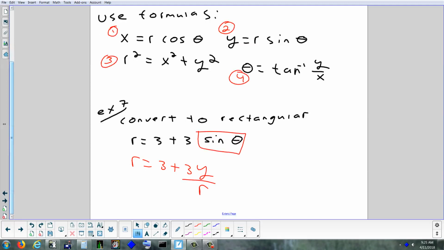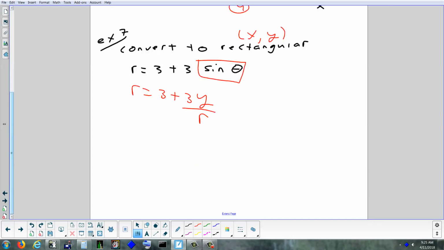That's good, because we're trying to get rectangular. But we still have some r's. The other thing I don't like that we have now is a fraction. So let's try to clear that out a little bit. What could I multiply everything by, so that I just have an equation without any fractions in it? Yep, we can multiply everything by r. That looks a little better to me. Now we don't have a fraction.